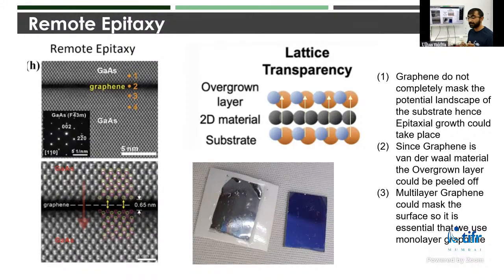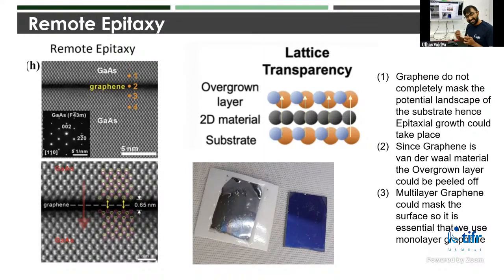First of all, it provides an interface that could be peeled off. And second of all, it provides an epitaxial relationship with the substrate underneath it. Now, here is one more example where we have an exfoliated antiferromagnetic film. And the third thing is you need a monolayer graphene.